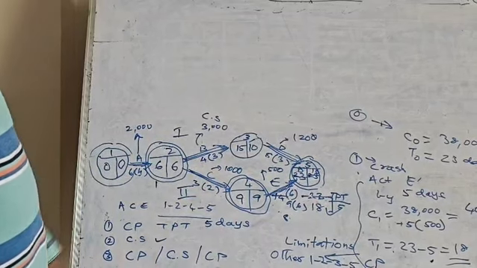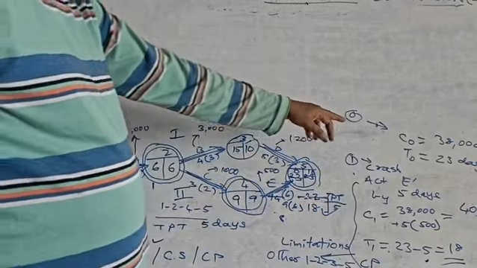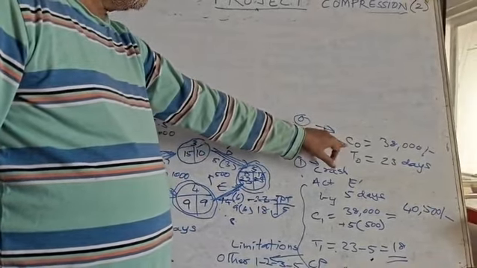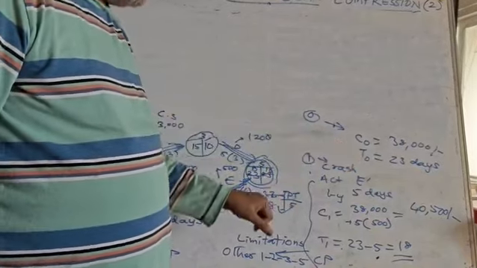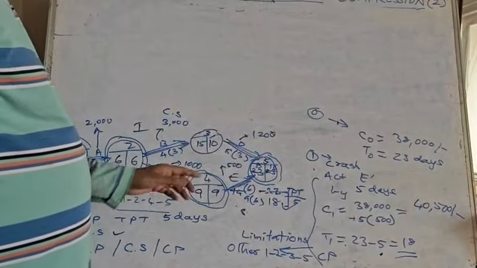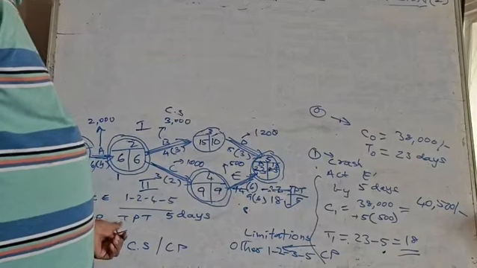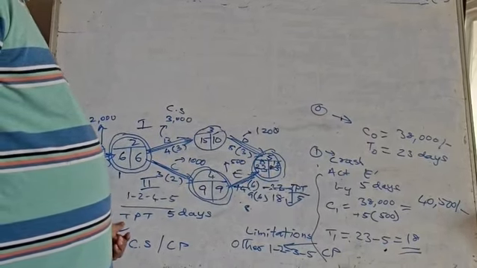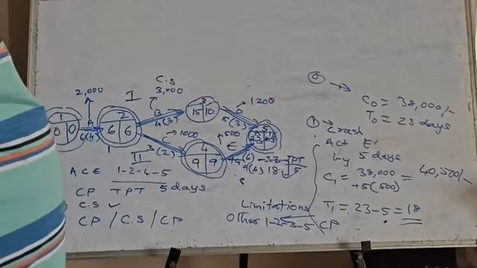Once using this, following the rules, in order to crash, first will be the total cost, that is the direct cost, which is 38,000 when I added, and T0 was the total project time, that is 23 days. Now the first thing, it has to be a critical path, and there should be a crash potential available, and the cost slope has to be minimum. These are the three things basically.